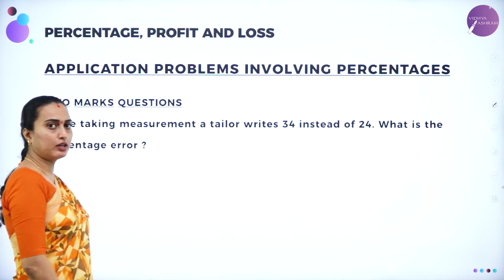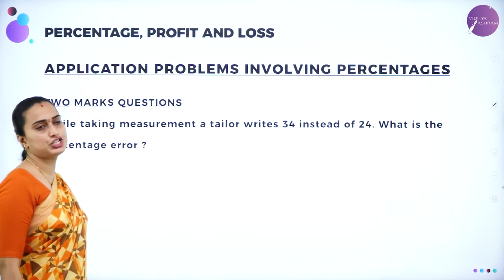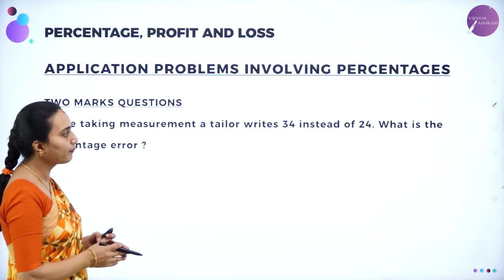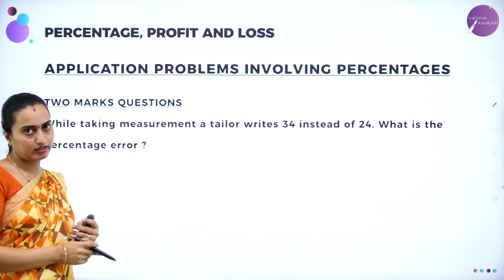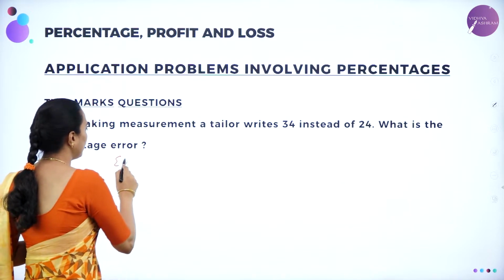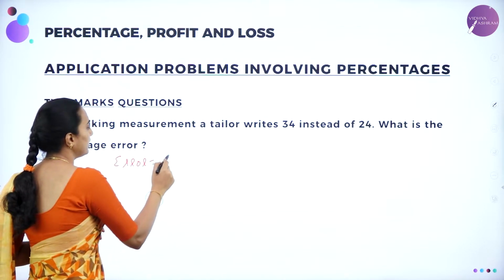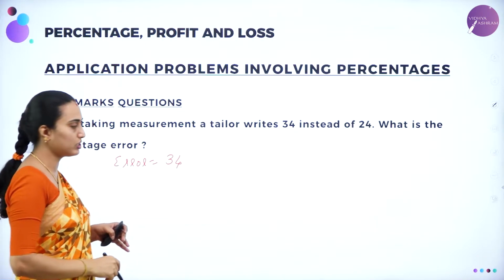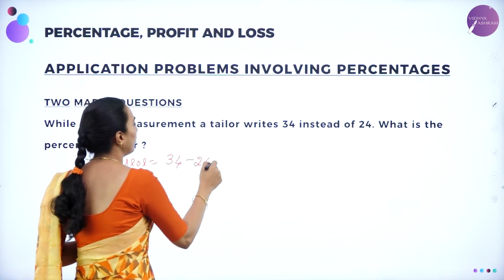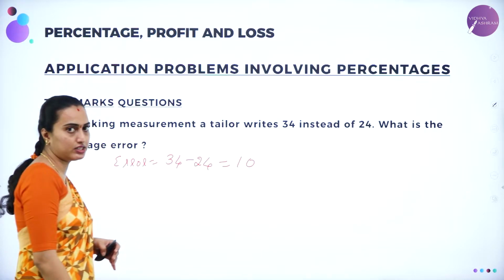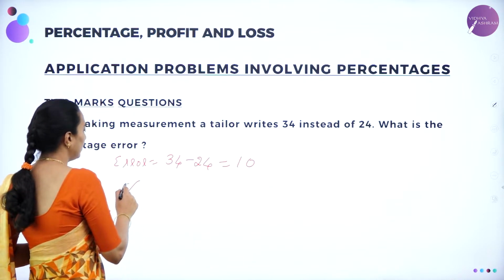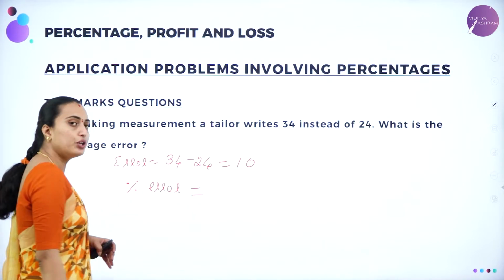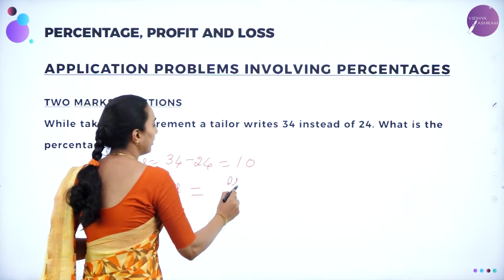So what is the 2 marker problem they've asked here? While taking a measurement, a tailor writes 34 instead of 24. What is the percentage error? Note, what is the error? Error is equal to, instead of 24 he has taken 34. So 34 minus 24 is equal to 10. Correct? Now what is the percentage error? Percentage error is equal to, you are going to have what is the error?